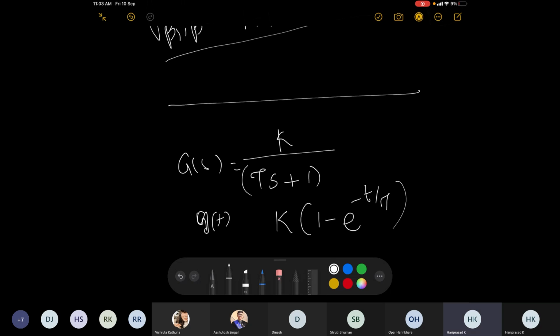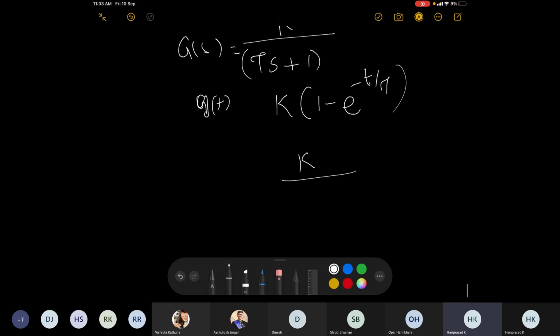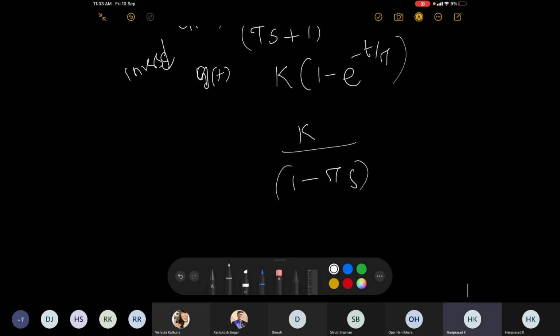Are you getting this? So let's say instead of k by tau s plus 1, I will write k by 1 minus tau s. So what is the inverse expression now? Tell me what would be the inverse here. k into 1 minus e raised to t by tau, right? Because of this minus tau.